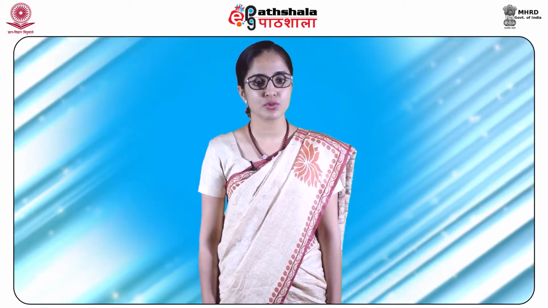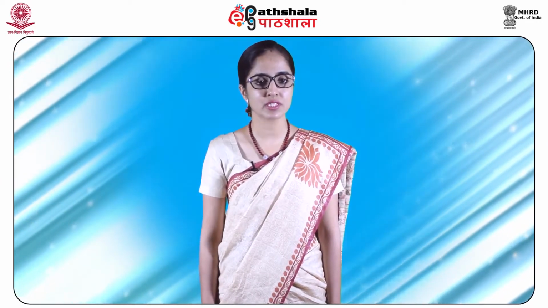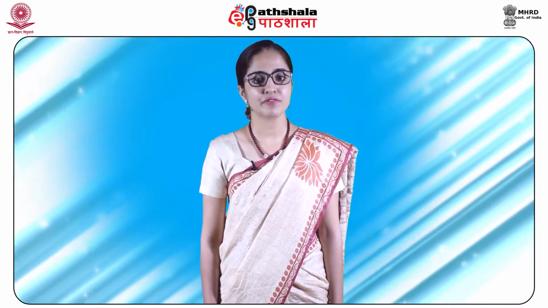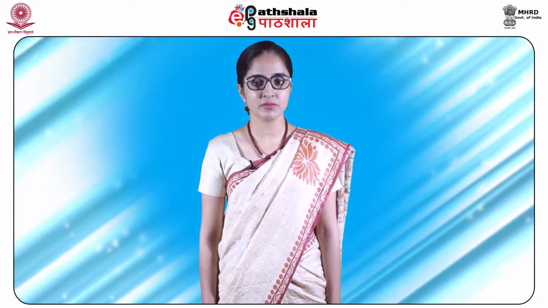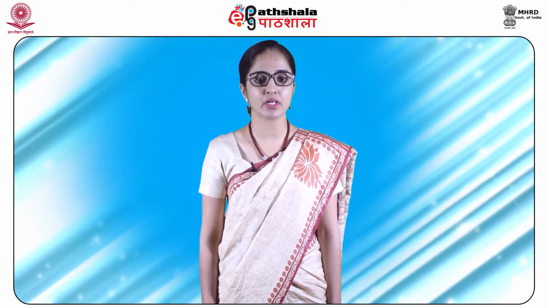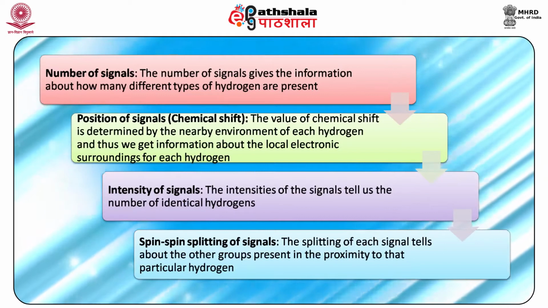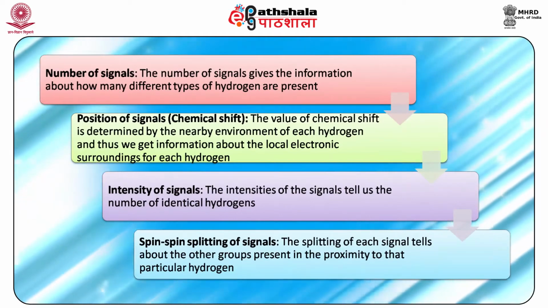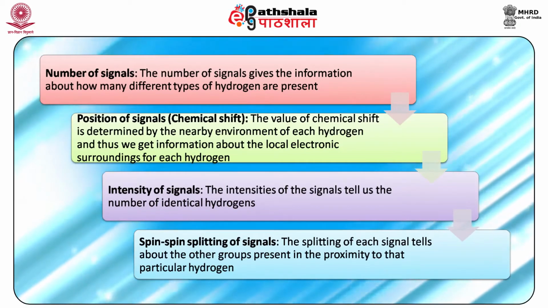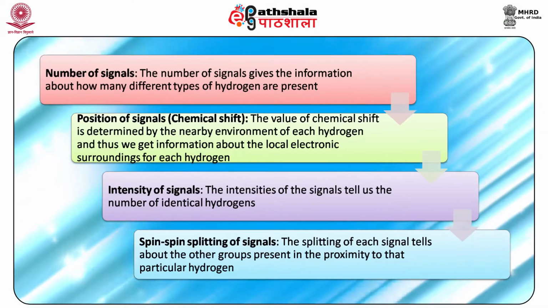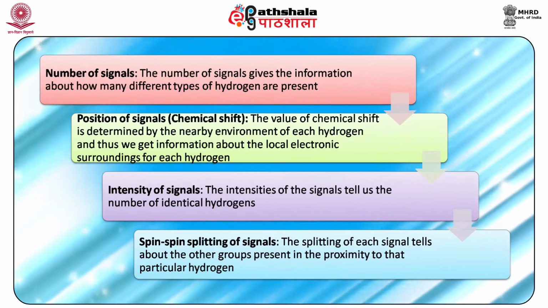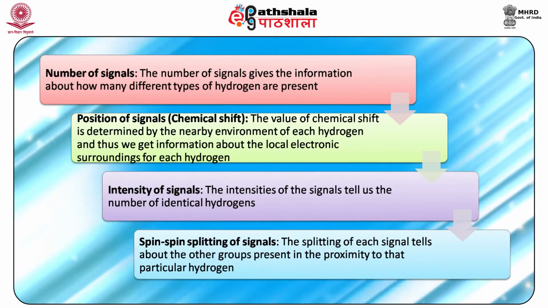Introduction. Now students learn about the introduction of this chemical shift and what it means. In general, there are 4 different features of an NMR spectrum which provide important information about the structure of a particular compound. First is the number of signals involved. The number of signals gives the information about how many different types of hydrogens are actually present in the molecule that is being determined. Position of the signals, that is also called chemical shift.